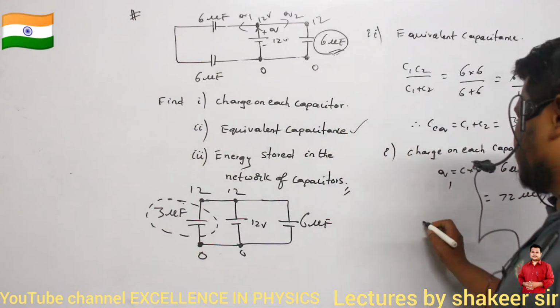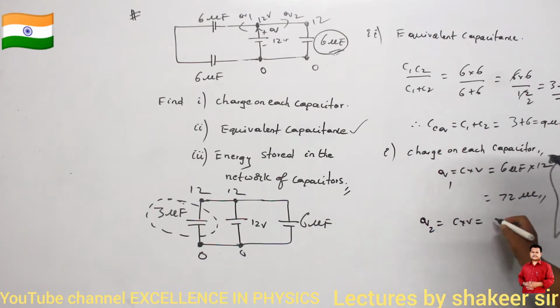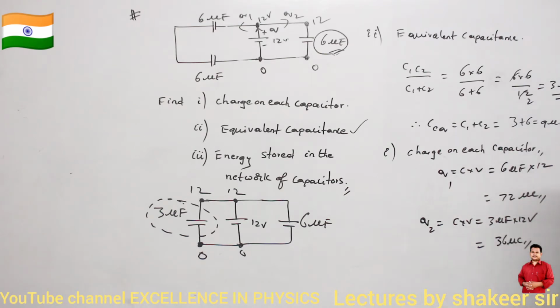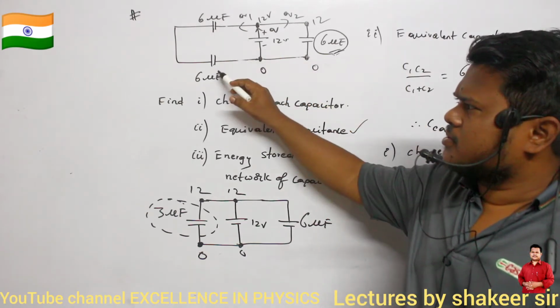So this is Q1. Q2 amount of charge is how much? Again, it is C into V. Capacitance is 3 microfarads. Potential difference is 12 volts. Clear? So 12 3s are 36 microcoulombs of charge will be present. Clear? Now, this 36 microcoulombs of charge, is it present on 6 microfarads or this one or this one?